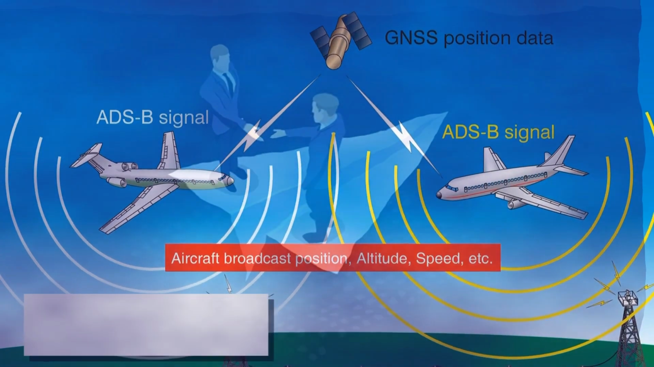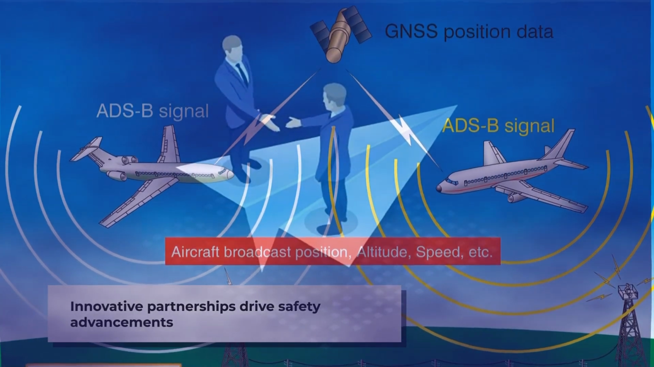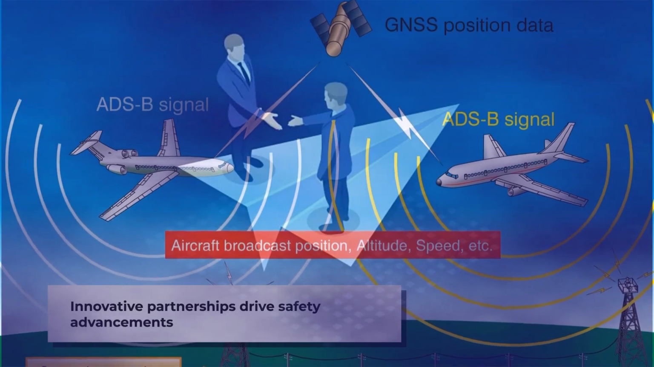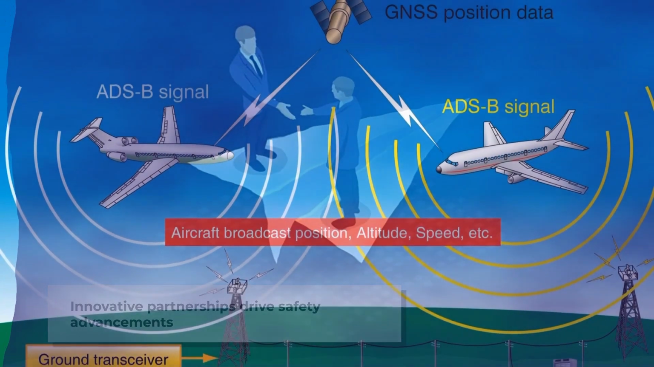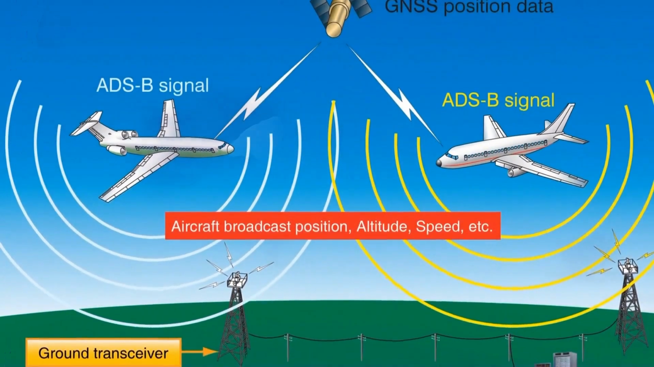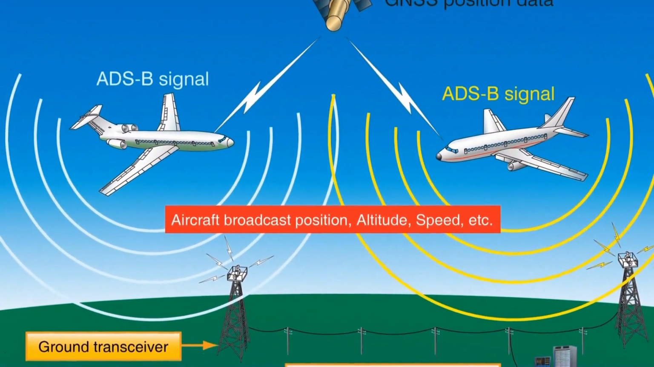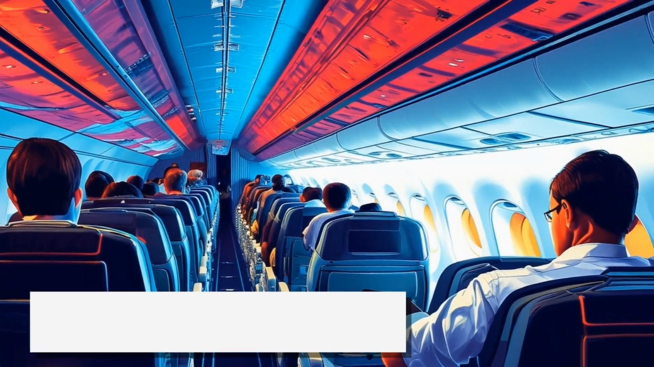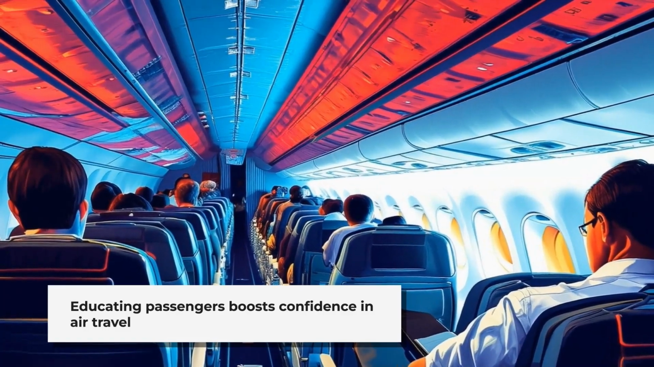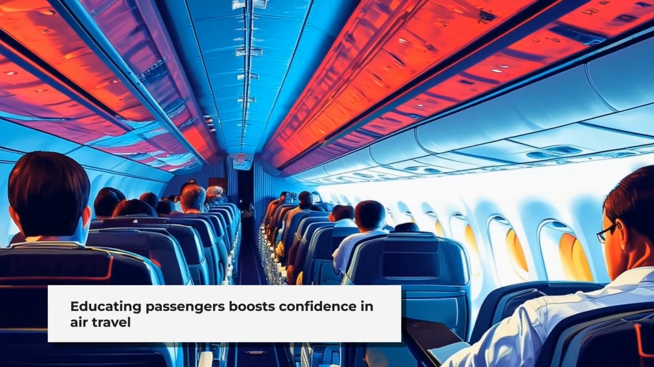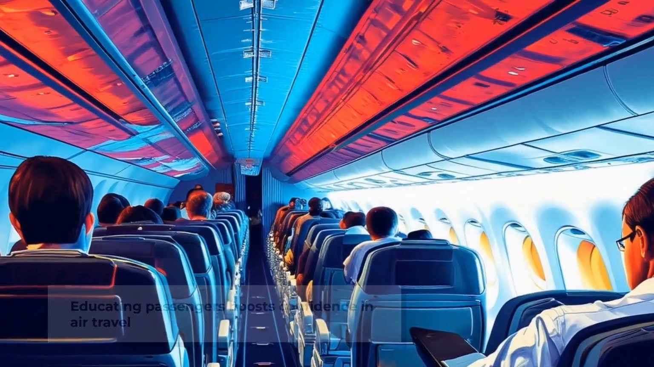Collaborations between technology companies and aviation experts are essential for developing next-generation collision avoidance systems. The integration of machine learning and predictive analytics could revolutionize how we approach flight safety. Public awareness and understanding of ACAS and its importance in aviation safety are also crucial. Educating passengers about the technologies that protect them can build confidence in air travel.